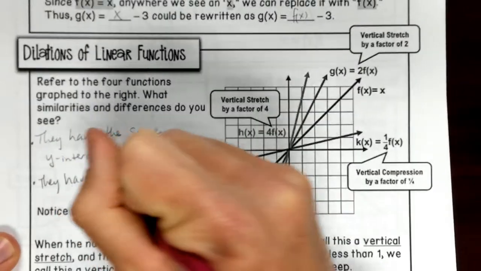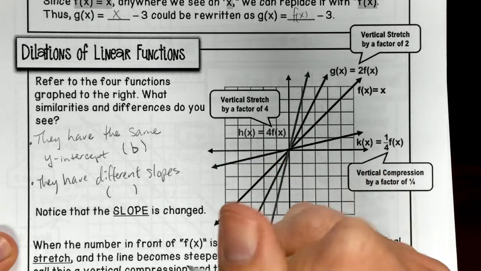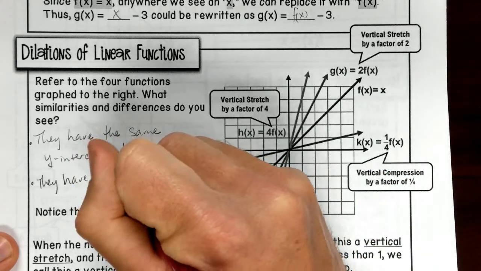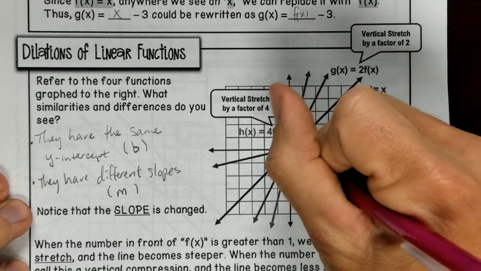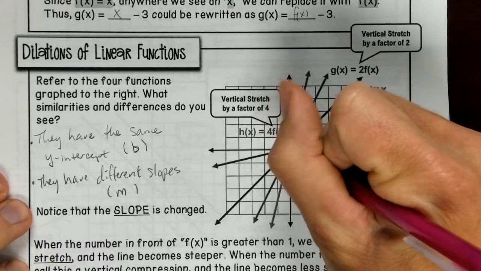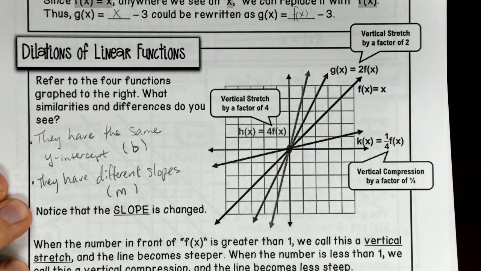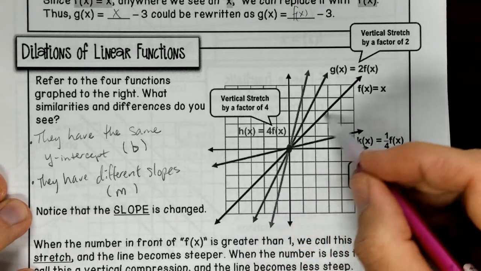So what variable is going to change for a dilation? Not x. M. M is the slope, which again is the number in front of the x. Right? So they all have the same y-intercept at 0, 0. B is 0, 0. But they have different slopes, different m's. So let's look at my parent function, which is y equals x.